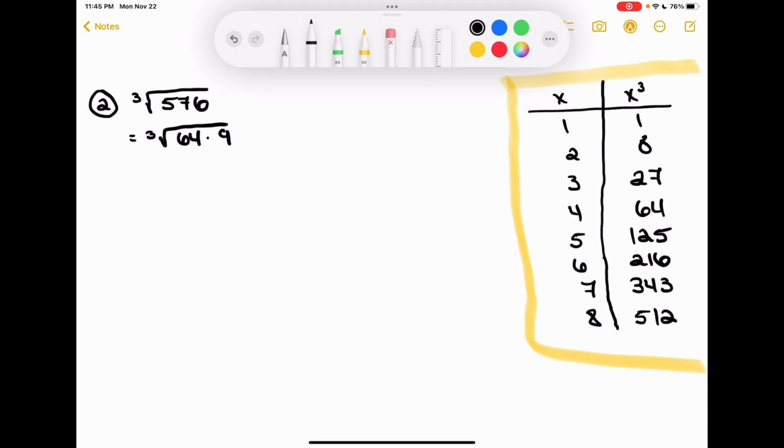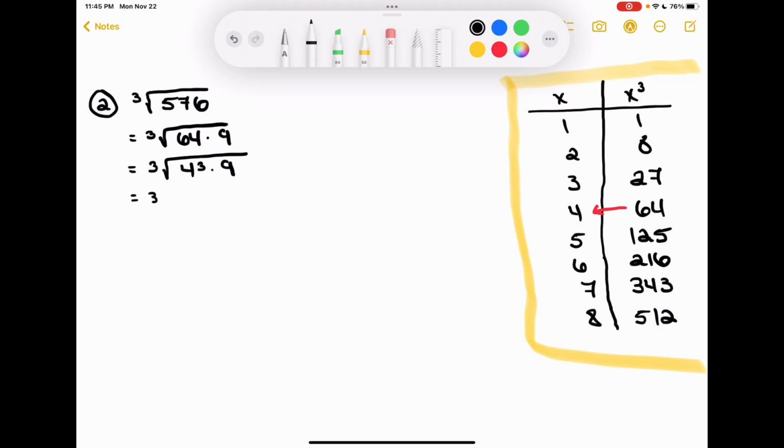Or 576 divided by 64 gives us 9, so then we know 64 times 9 will give us that 576 back. And then what's the perfect cube of 64? Well, the perfect cube root of 64 is just 4. Based on our table, we just reverse the step, or move backwards like this, and then we trace it. If we trace back like that, then we know it's going to be 4. So I get the cube root of 4 cubed times 9.